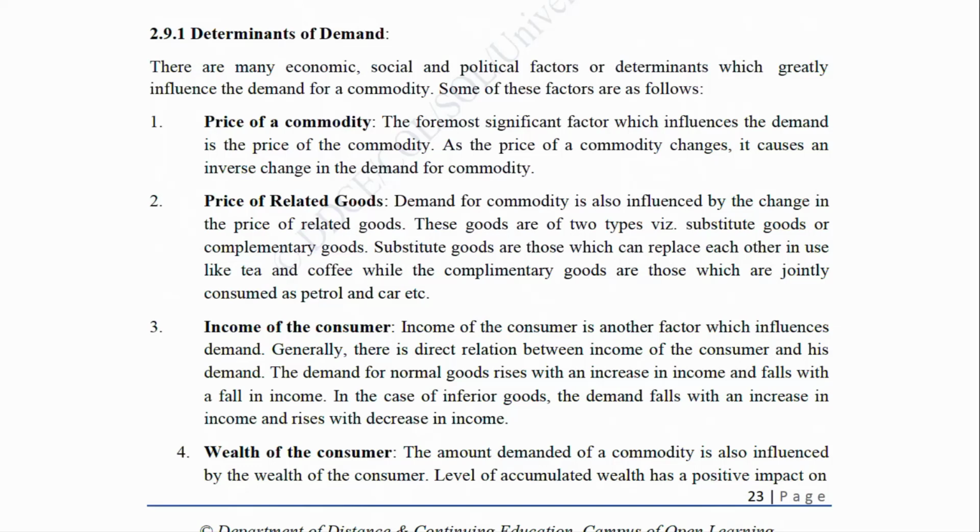Second, price of related goods. Demand for a commodity is also influenced by the change in the price of related goods. These goods are of two types, that is, substitute goods or complementary goods. Substitute goods are those which can replace each other in use, like tea and coffee, while complementary goods are those which are jointly consumed, such as petrol and car, etc.